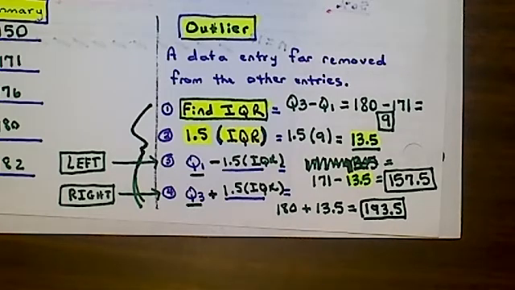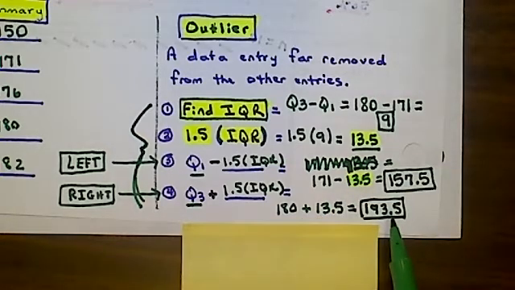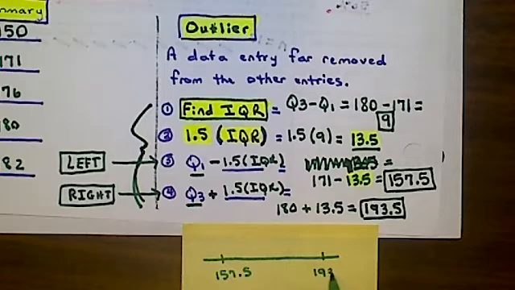Okay, so what I have to do is think about what this means. I think about algebra. I need to see if any of my numbers lie outside that range. So I have one number at 157.5 and one at 193.5. I don't want anything outside that range. Anything outside that range is considered a definite outlier.